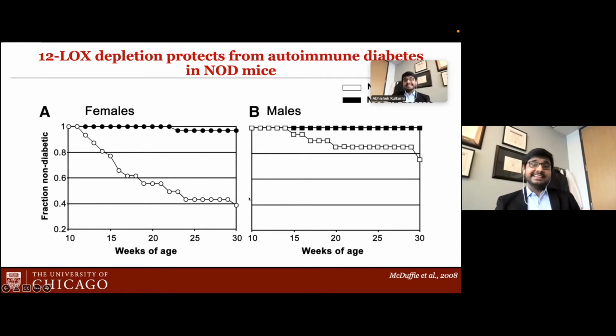As you can see, this striking protection suggests that 12-LOX definitely has some critical role in type 1 diabetes pathogenesis. But again, one of the caveats of a whole body deletion of 12-LOX is that it's difficult to parse the cell-specific role of this enzyme. So that's when we decided to take this step forward and start studying the cell-specific role of this enzyme in the context of type 1 diabetes pathogenesis.